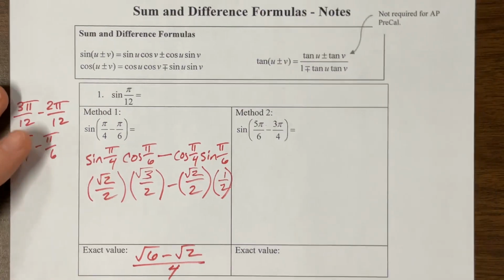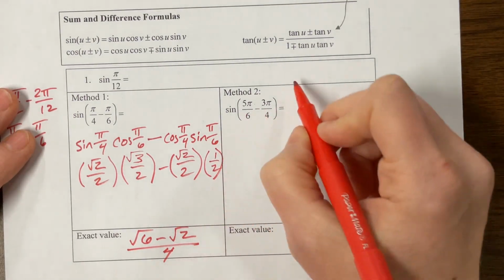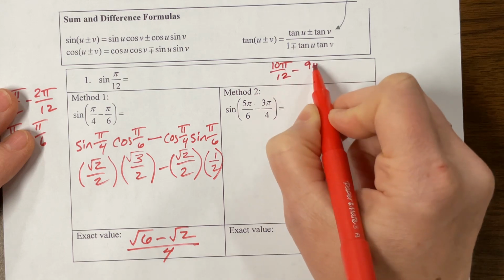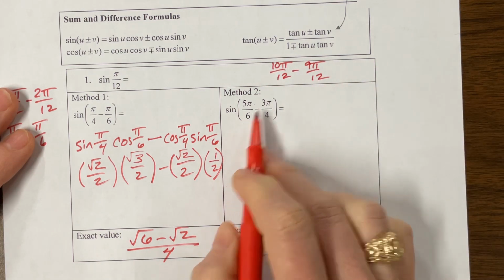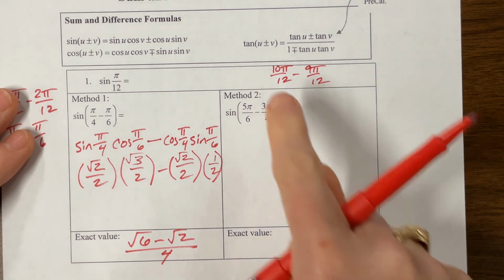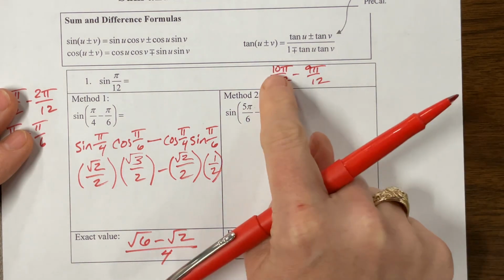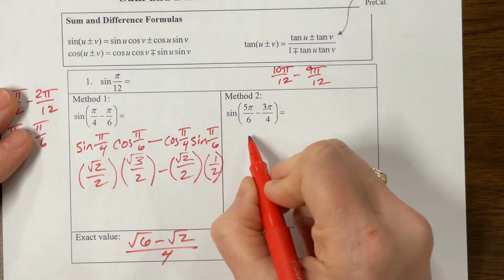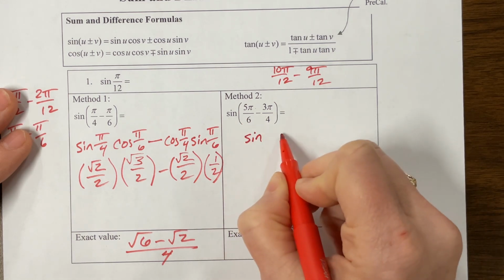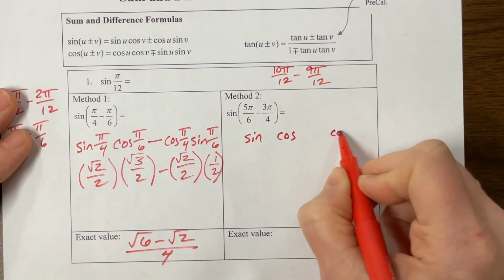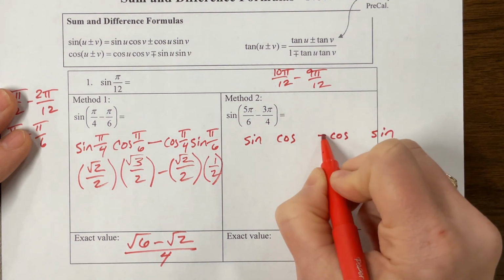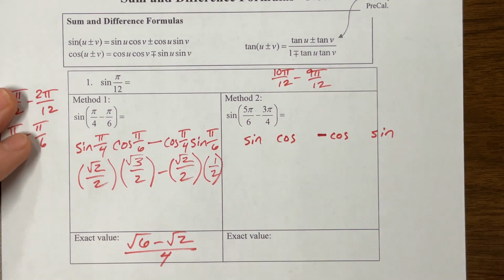Let's see what happens if we did a different method. On this one, this is like saying 10 pi over 12 minus 9 pi over 12. Notice this reduces and this reduces, which is correct. 10 minus 9 is 1, so 10 pi over 12 minus 9 pi over 12 is 1 pi over 12. So sine, again, you could write it sine, cosine, cosine, sine, which helps you with that rhythm, with the same sign in. There's a minus here.